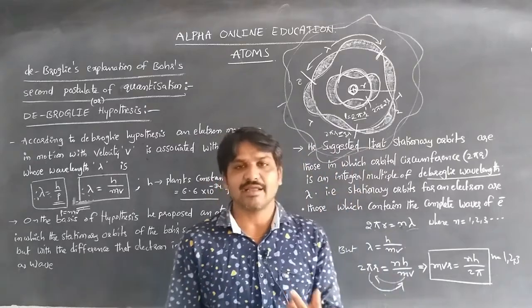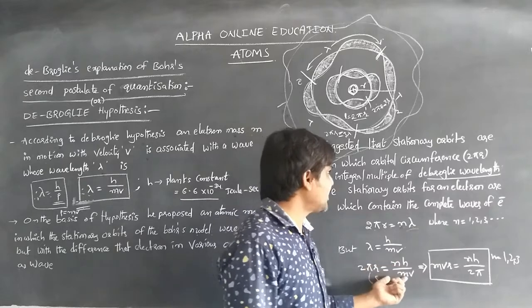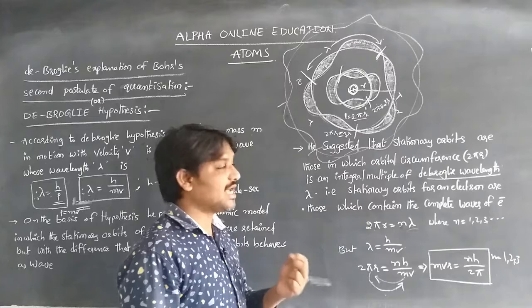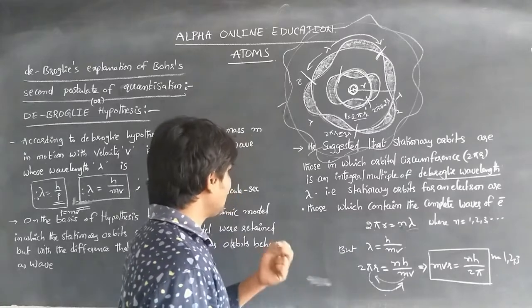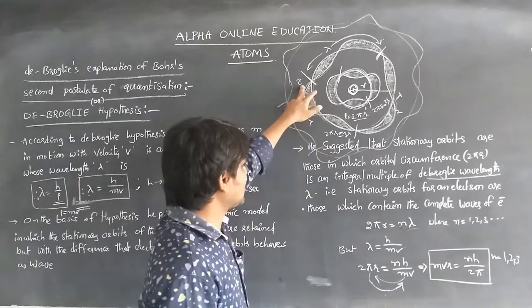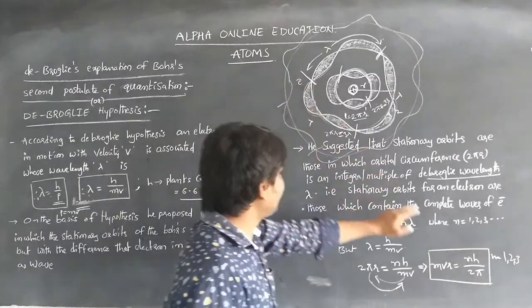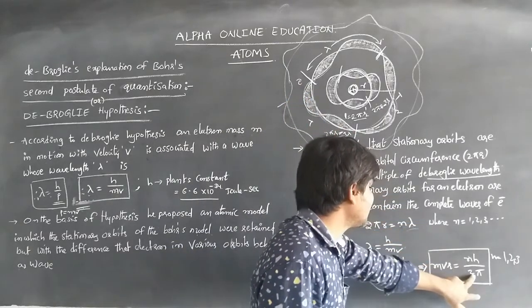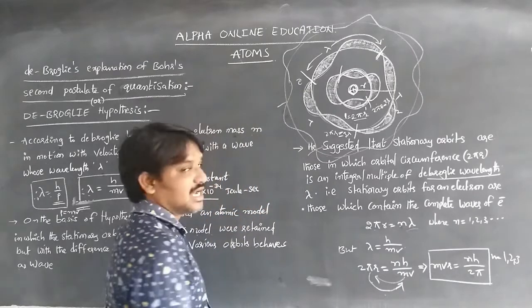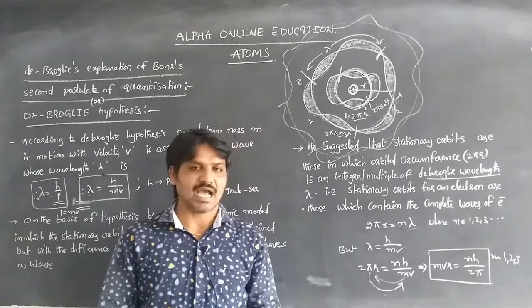Mvr is the angular momentum of the moving electron, and this equation is nothing but Bohr's postulate, that the total angular momentum of the moving electron is an integral multiple of h by 2 pi. This new concept of de Broglie confirms Bohr's postulate. This is about the de Broglie hypothesis.